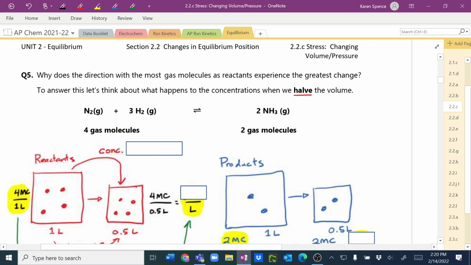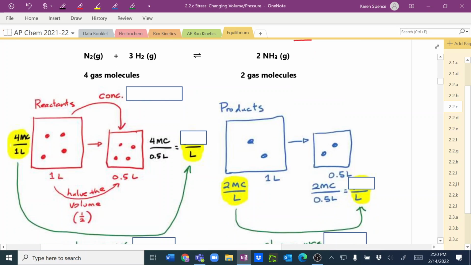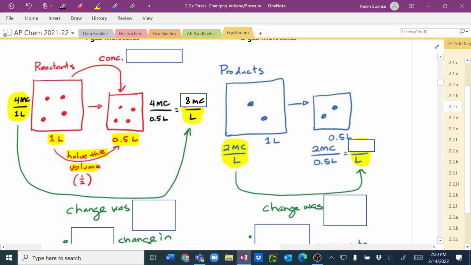So, if I have 4 gas molecules and I halve the volume and I go from 1 liter to 0.5 liters, I go from having 4 molecules in 1 liter to having 4 molecules in 0.5 liters. So I go from having 4 molecules per liter to having 8 molecules per liter. So what was the change in concentration of molecules in general? I went from 4 to 8. So the change was 4 molecules per liter.